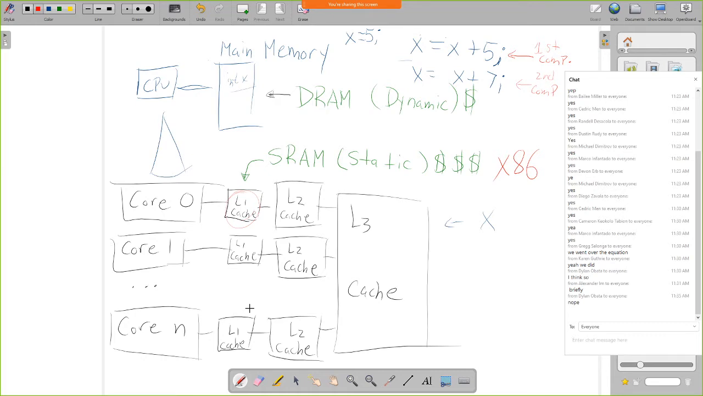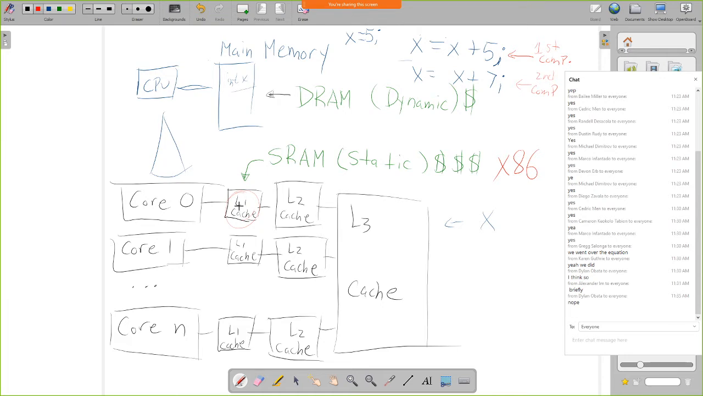I think I have a question. So, if the value of X is modified in the L1 cache, then X would be a different value than in main memory. Is that correct? Good. Yeah. Thank you for catching on to that too. I'll actually address that in a little bit, but good question. Yeah, that is a consideration we do have to take.